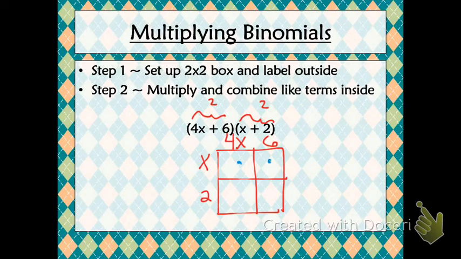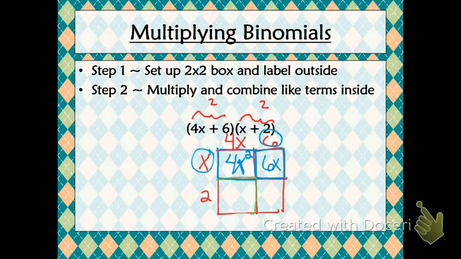This leaves you with 4 boxes to fill, and those boxes are going to be filled with the product of the heading from the corresponding row and column. So for example, this first box is in the first row, first column. The heading of the first row is x, the heading of the first column is 4x, and 4x times x is 4x squared. Okay, this next box is in the first row, second column. So I'm going to be multiplying the x and the 6 to get 6x.